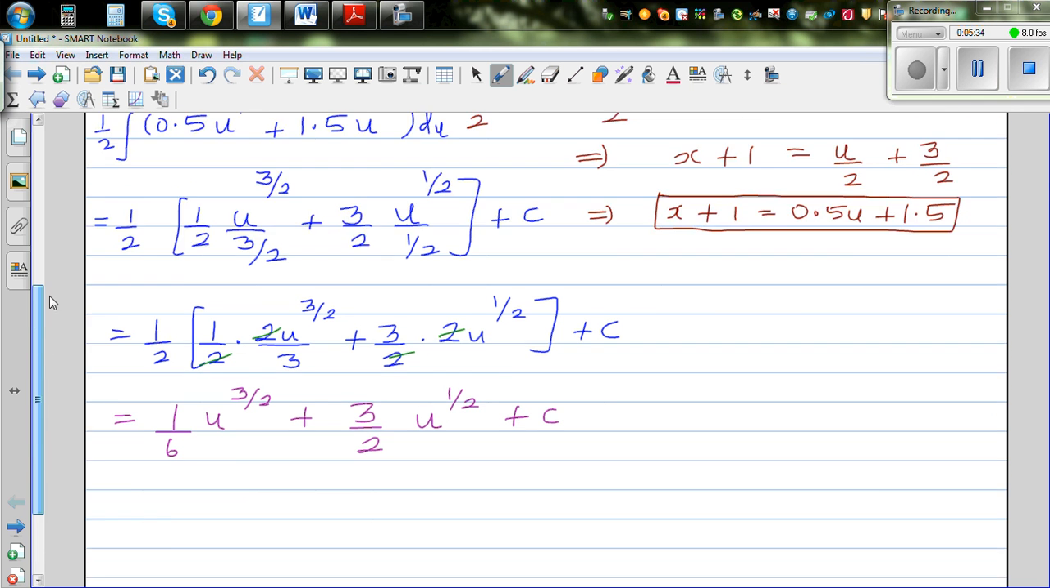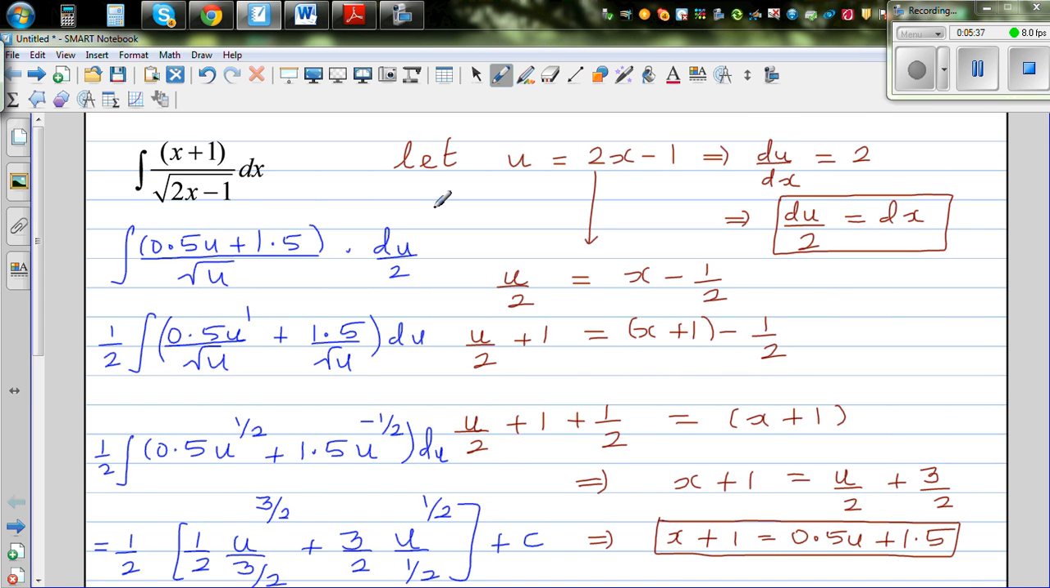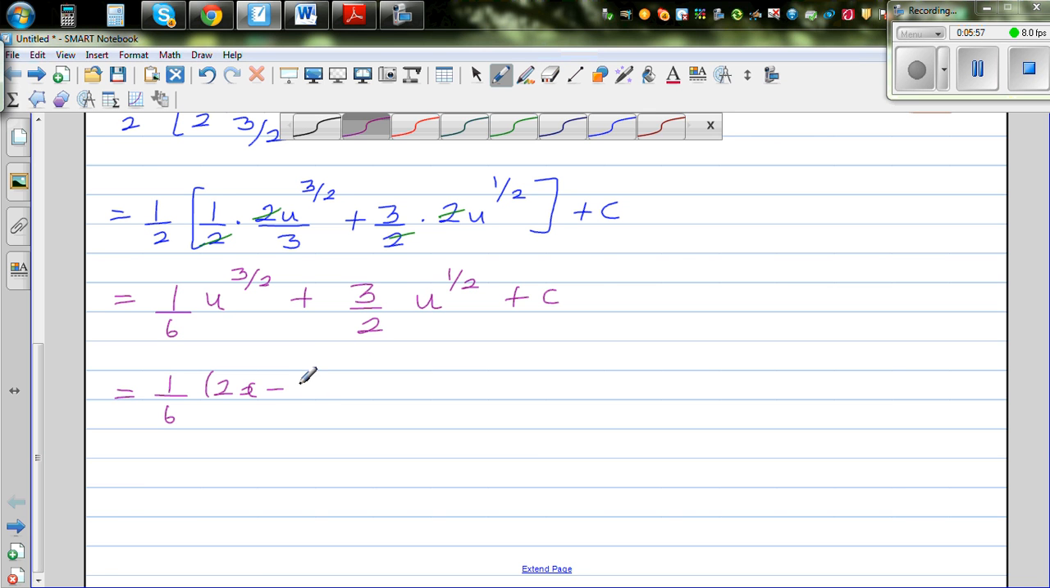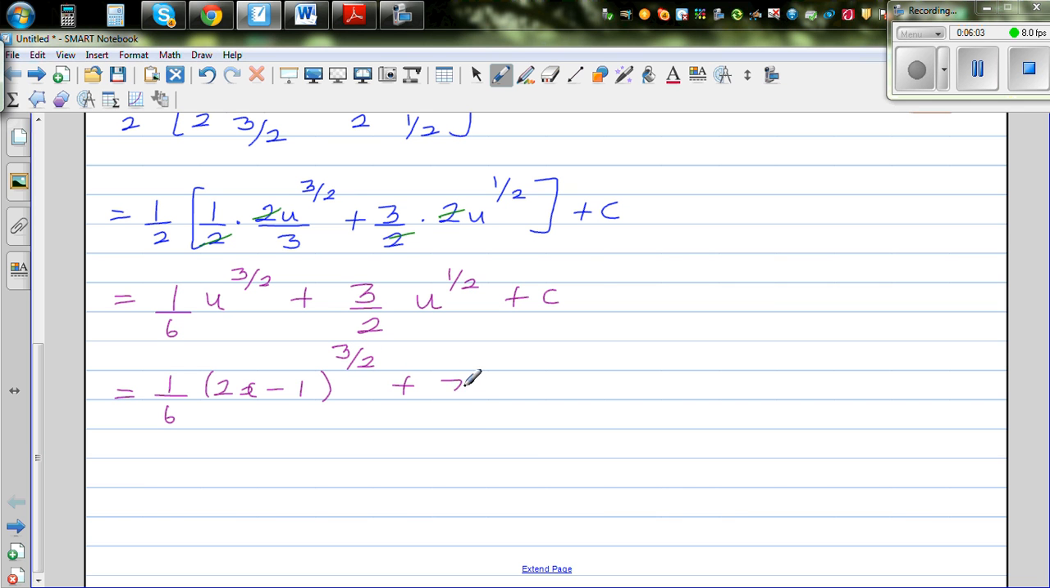Now you have to back substitute. What is u? u is 2x minus 1. Because the question is in terms of x, your answer should also be in terms of x. So I'm going to put back u as 2x minus 1. So your final answer is 1/6 times 2x minus 1 raised to 3/2 plus 3 over 2 times 2x minus 1 to the power 1/2 plus c.